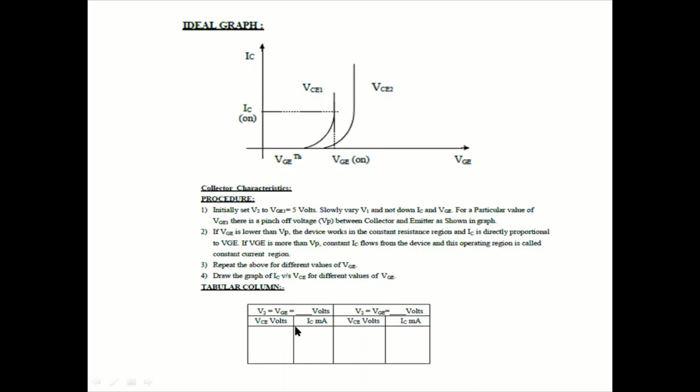So this has to be repeated for a particular value of gate to emitter voltage. And the observation is that as you go on increasing the collector to emitter voltage, the collector current also increases. But ideally, we are expecting the collector to emitter voltage to be zero. But a non-ideal device will not give you a zero voltage across the switch when it is on.